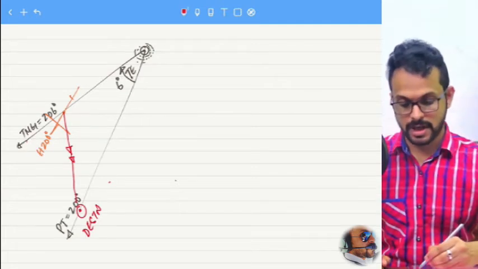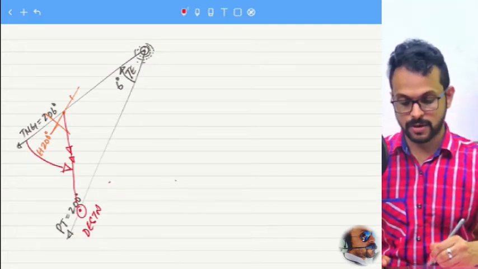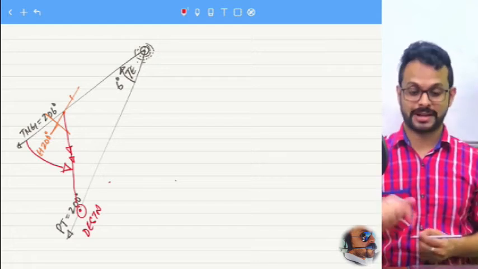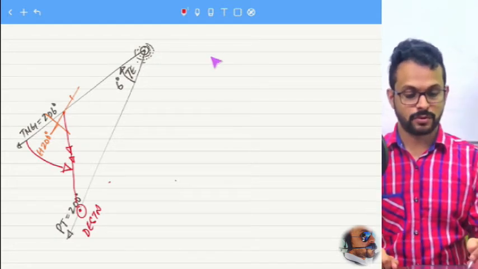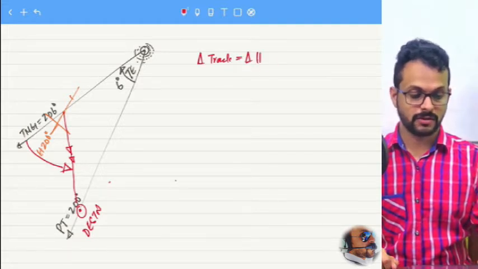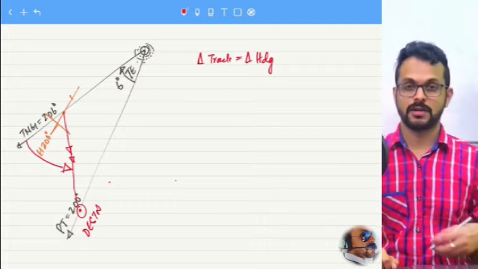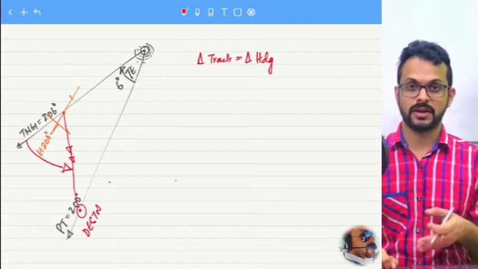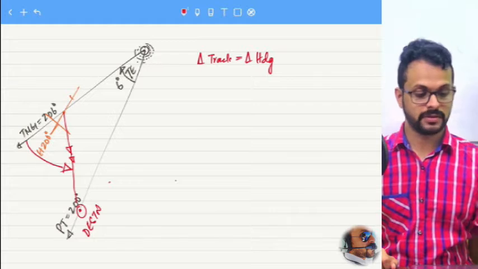All right, and we are kind of trying to find out this particular track change here, right? And we have also established the fact that a track change, which is delta track, is equal to the heading change, right? And once you have the change and once you have the initial heading, you can find the final heading as well. All right, that's the whole idea.